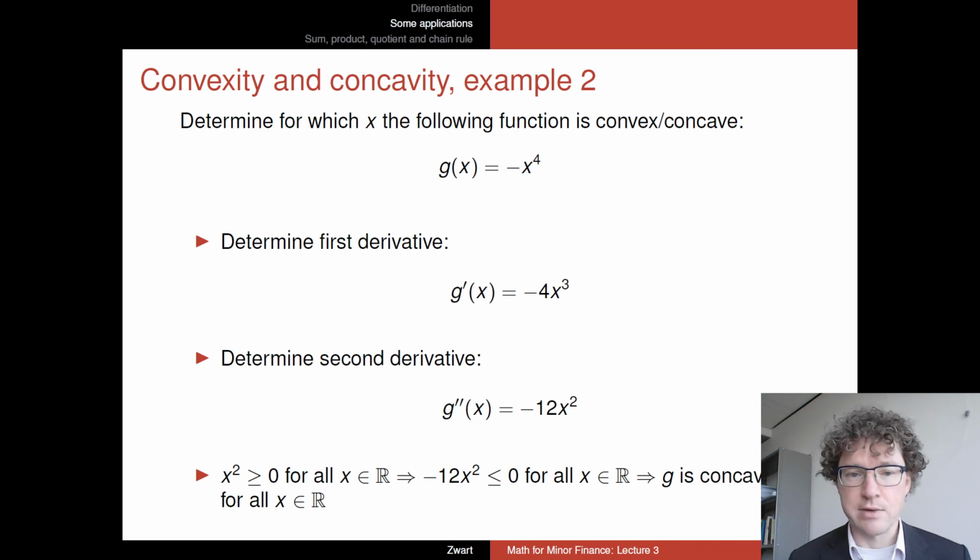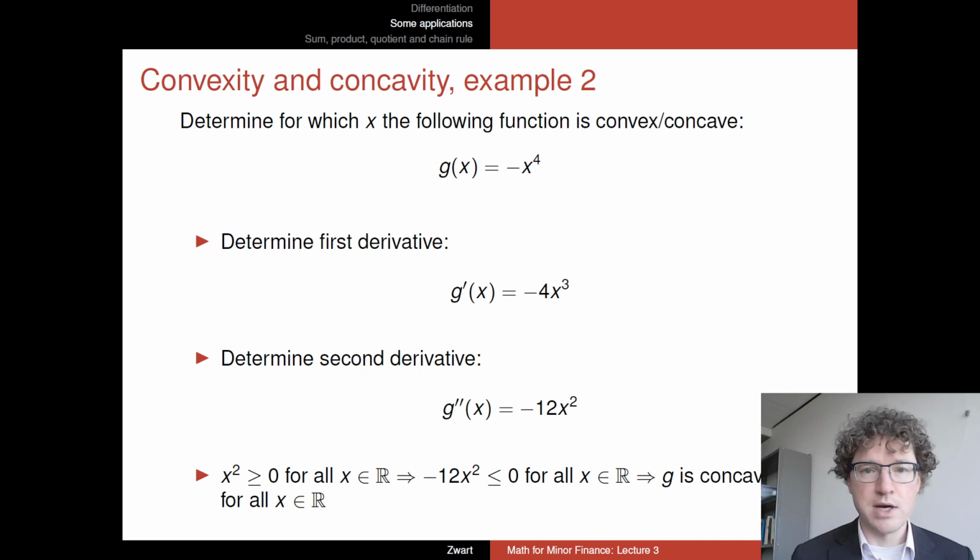So can we say something about the sign of g double prime, the second derivative of g? Yeah, sure, because x squared is of course going to be bigger than or equal to 0, because it's a square. Squares are always 0 or larger. So g double prime is minus 12 times this square. So it's going to be smaller than or equal to 0 for all x. And by that previous definition, smaller than or equal to 0 everywhere, g is going to be a concave function on its whole domain of all real numbers.